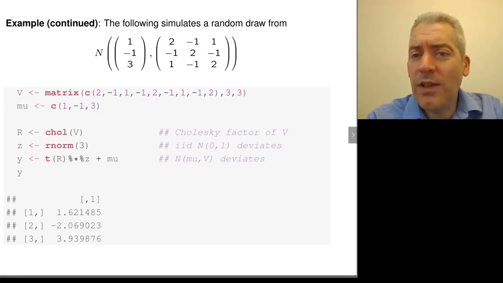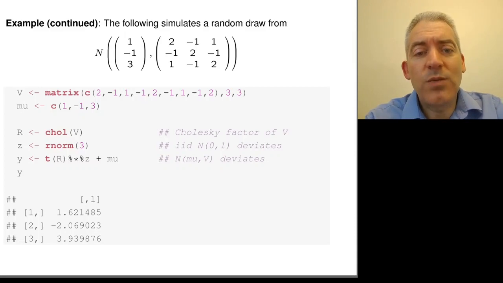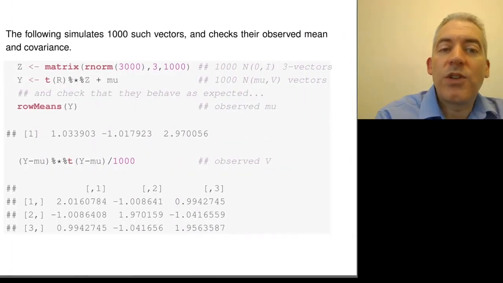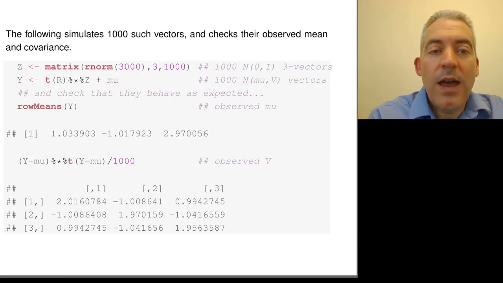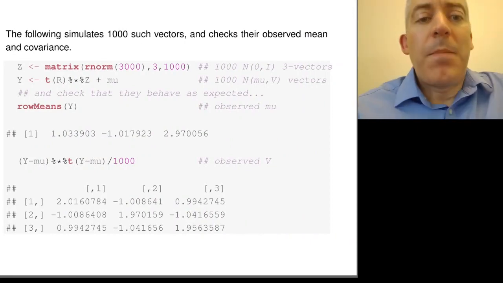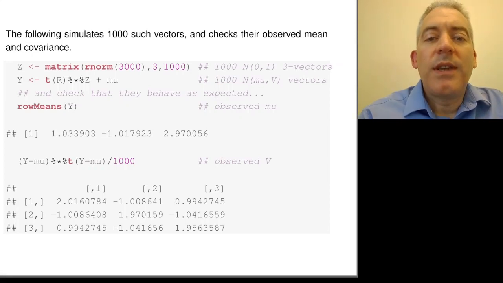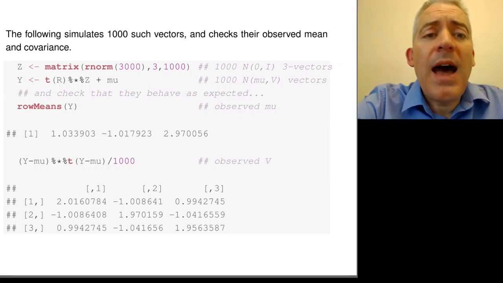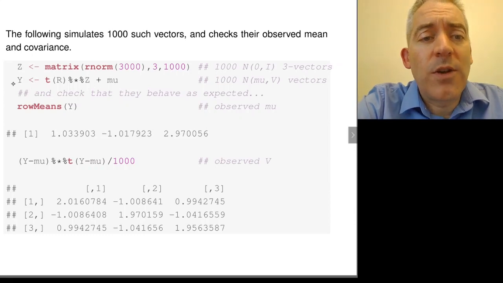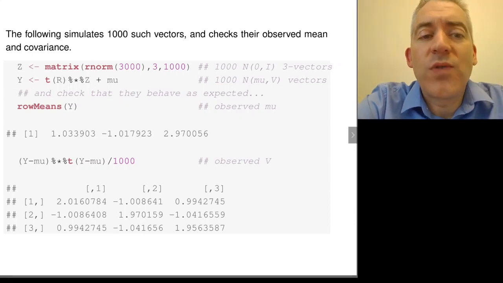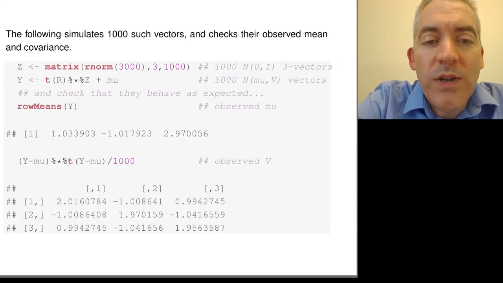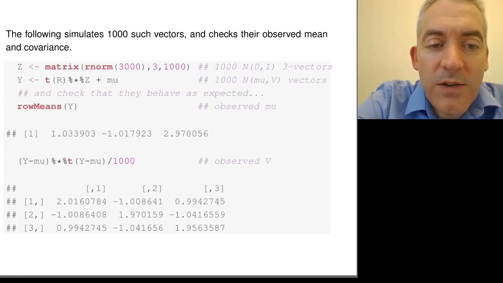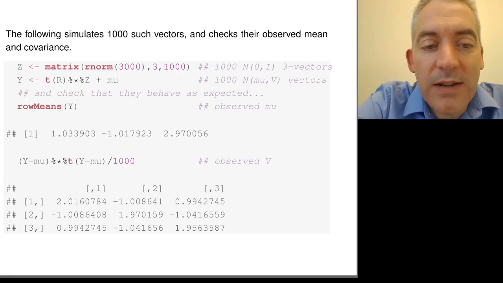Okay, simple as that. And so there is your random vector. Okay, how do you know that that's really worked? Well, the best way to know whether it's really worked is to do lots of them. So let's generate 1,000 such vectors by putting the Z values as columns of a matrix and just doing the relevant matrix operations to construct a matrix of Y values. And then what do we do? Well, we can look at the row means, make sure the row means look about right, and they do. It's roughly 1, minus 1, 3, so that's about right.